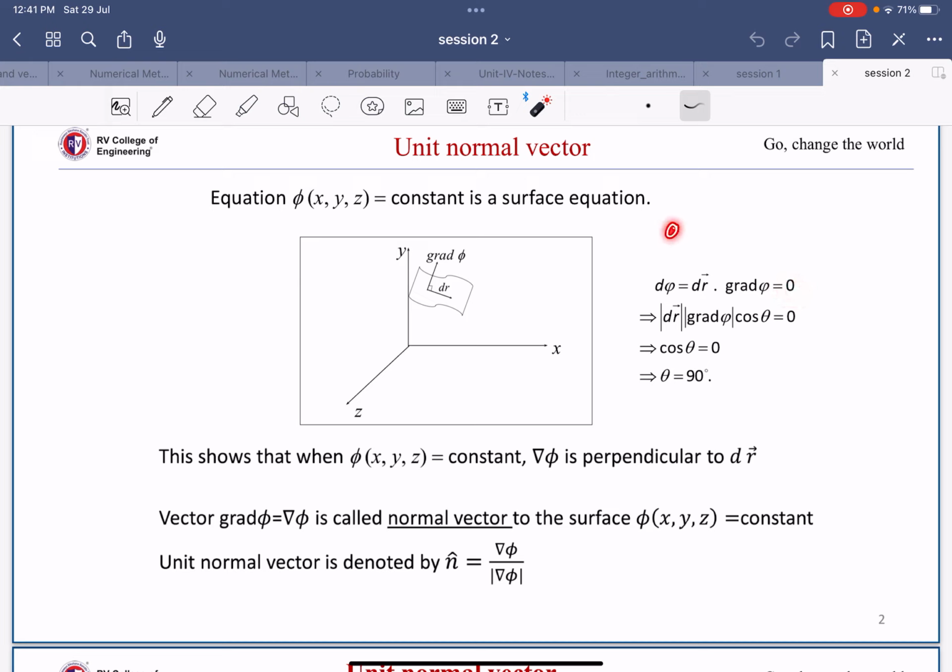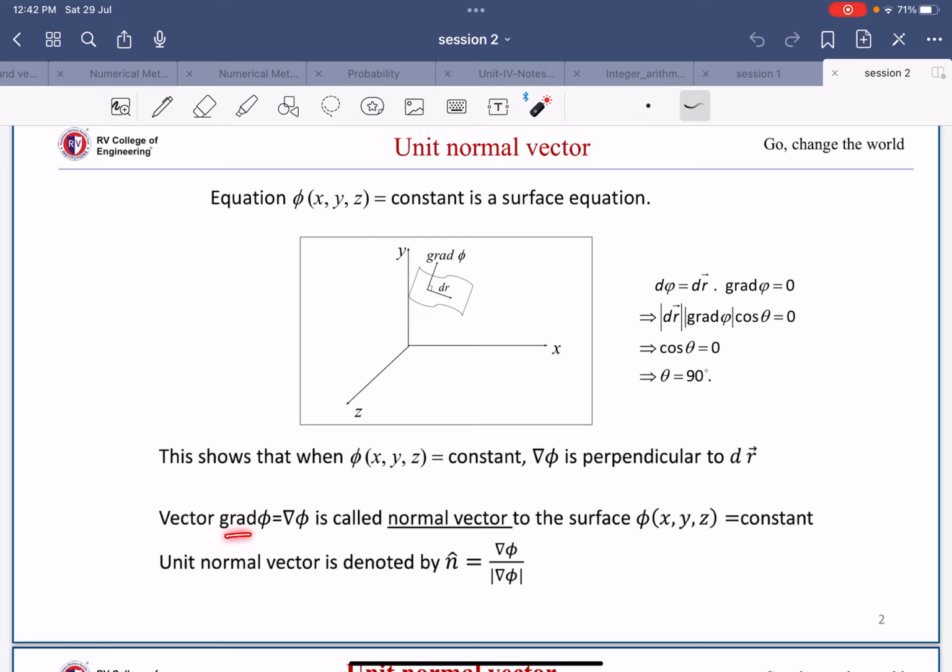We know the dot product of two vectors a dot b is magnitude of a into magnitude of b cos theta. The dot product becomes 0 when the two vectors are perpendicular or orthogonal to each other. So magnitude of dr into magnitude of grad phi cos theta is equal to 0. This happens only if cos theta is equal to 0, in other words, theta is 90 degrees. So it's very clear from the figure that grad phi, or del phi, is perpendicular to dr.